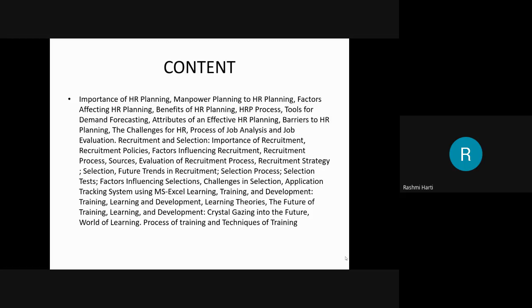So the flow of it, I will tell you, students. First, we'll look into job analysis, because for HR planning, for recruitment and selection, for training and development, job analysis is the base. If you do not have job analysis in your organization, then you cannot plan for human resource, you cannot plan for recruitment, you cannot plan for training and development of the employees. So first we'll look into job analysis, then move on to job evaluation, then HR planning, then recruitment and selection, and finally training and development. I hope it's clear to you all.